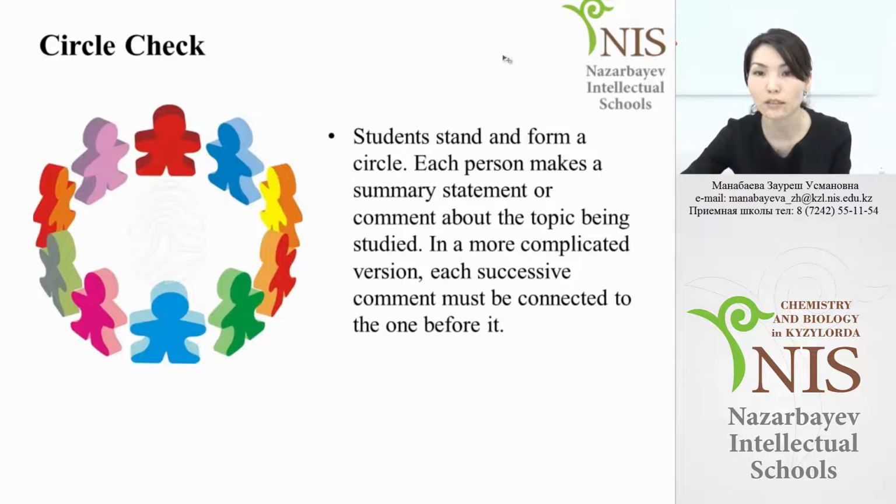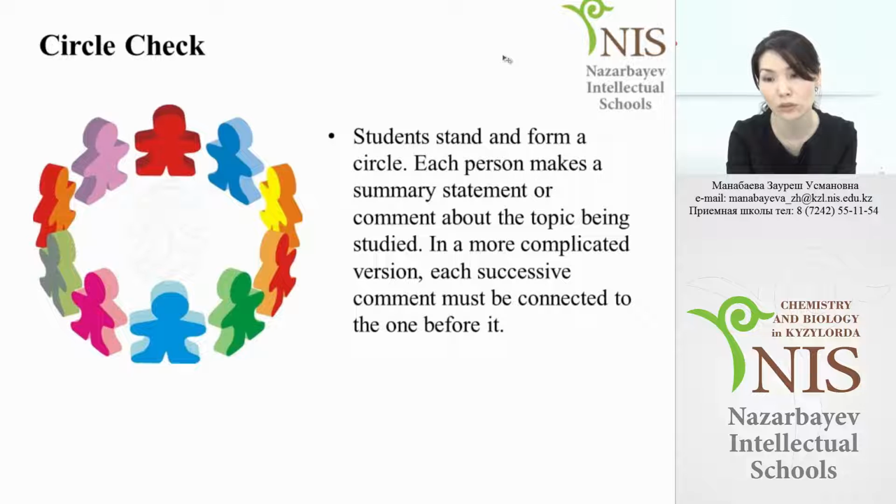So the next strategy is circle check. Students stand and form a circle. Each person makes a summary statement or comment about the topic being studied. In a more complicated version, each successive comment must be connected to the one before it.